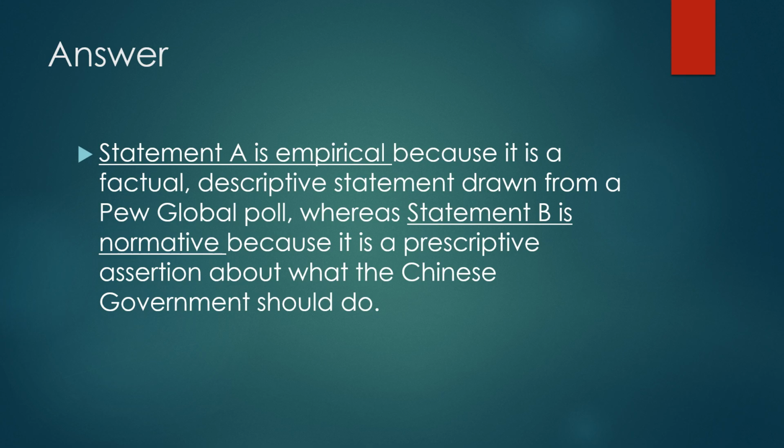The answer? Statement A is empirical and statement B is normative. Statement A is empirical because it is factual. It's a descriptive statement drawn from a Pew Global poll that states that 70% of Nigerians have a favorable view of China. Whereas statement B is a normative one because it is a prescriptive assertion about what the Chinese government should do. That's not empirical. It's taking valuable information and saying something that they should do, but it's normative because it's still a value judgment.